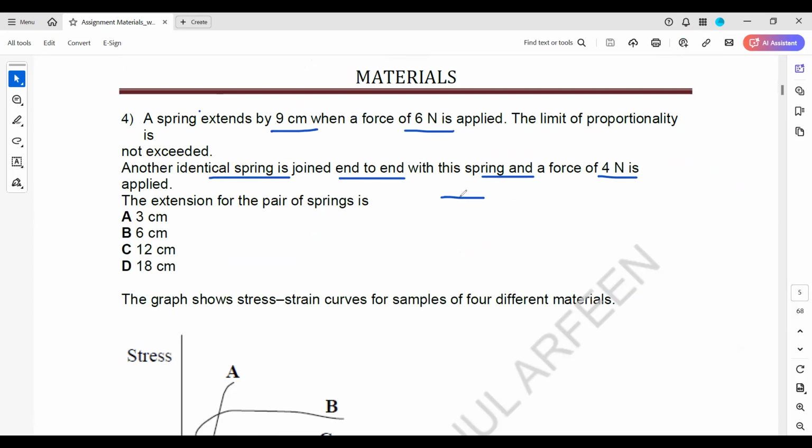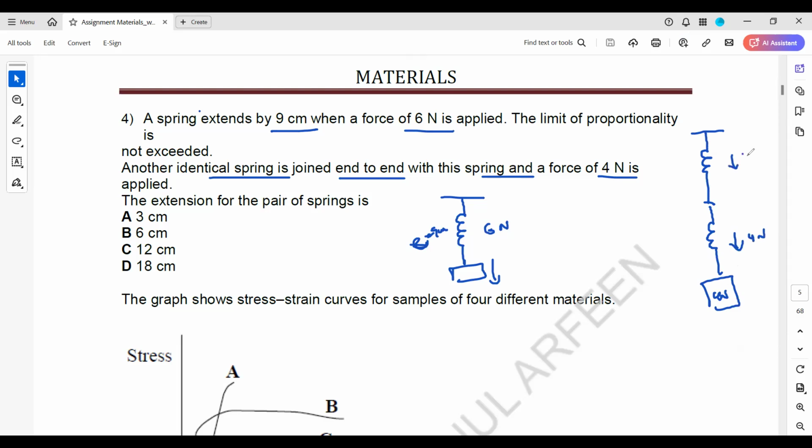So first, we had a 6 Newton force applied, and that increased the length by 9 centimeters. So the extension was 9. Now another identical spring is attached end to end, and there's a force of 4 Newton. So if there's a force of 4 Newton, this spring will experience 4 Newton, and this one will also experience 4 Newton.